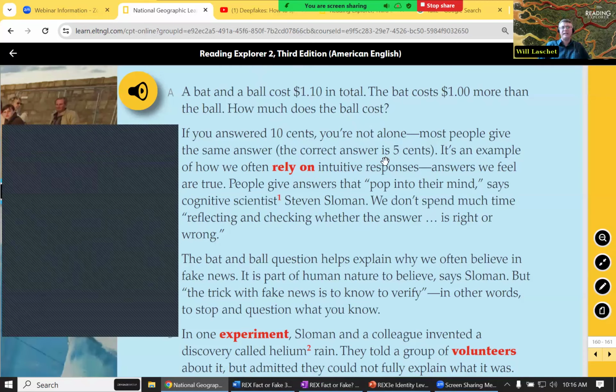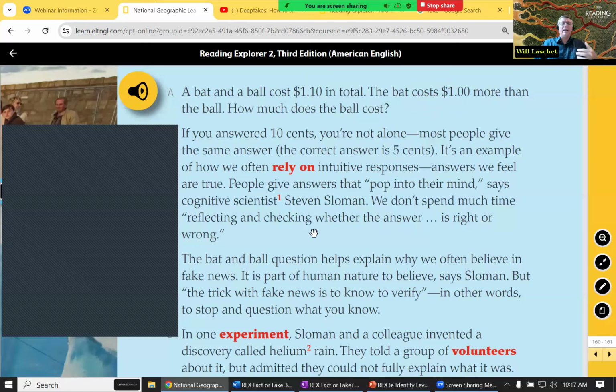So the correct answer is 5 cents, right? And the reason that we think it's 10 is because we see this information, $1.10, and then we see the bat costs $1 more. So our brains logically leap to this. But we know actually, if we have $1 and we take away 10 cents, we've got 90 cents, right? So to get a $1 difference, we need the bat to cost $1.05, and the ball would just cost 5 cents. But it feels like the answer should be $1.10.